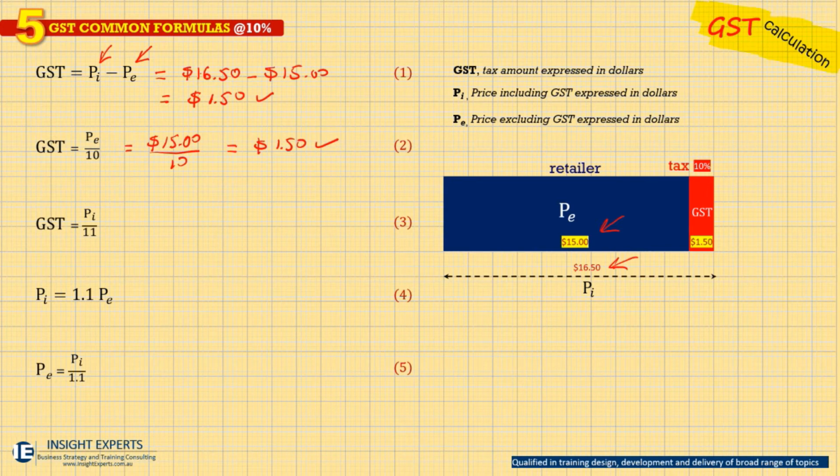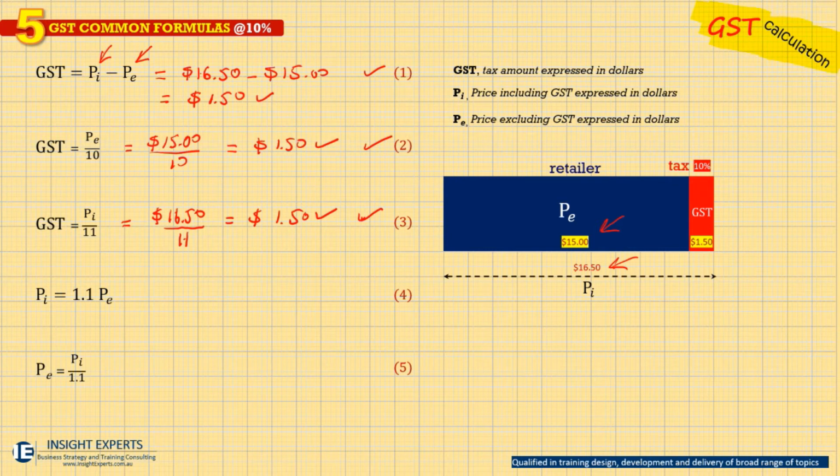The third way of calculating the GST is when I have the price including GST. All I have to do is divide the $16.50 by 10, or sorry, by 11 this time, and I will get exactly the same answer, $1.50. So as you can see, there are 3 ways of calculating the GST.